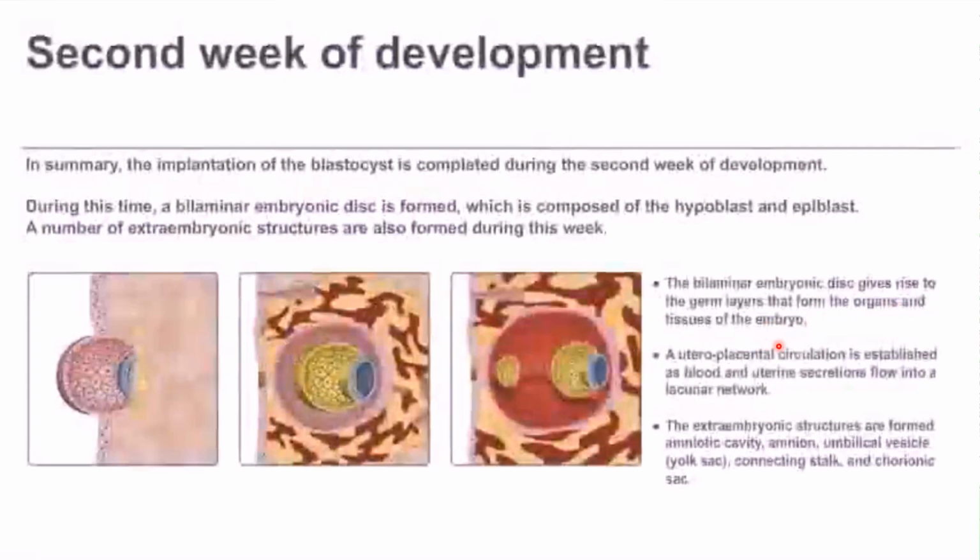Then a uteroplacental circulation is established as blood and uterine secretions flow into the lacunar network. Then the extraembryonic structures are formed. Specifically, we are talking about the amniotic cavity, the amnion, the umbilical vessels, the yolk sac. Then you have the connecting stalk and the chorionic cavity. But of course, this is just a summary.